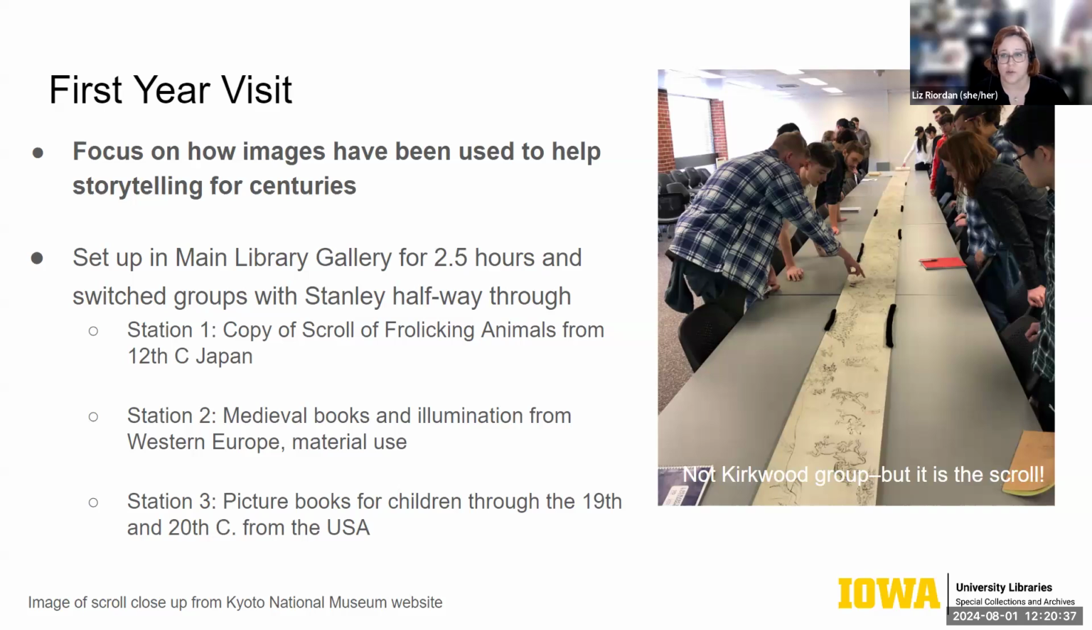So we set this up in the main library gallery, and we had about 2.5 hours with the students in the morning, but we switched with the Stanley halfway through. So we roughly had 75 minutes with each group and 35 kids in each group. Within the gallery, I had 3 stations set up, and we would rotate the group among these stations for about 10 minutes each, trying to get them engaged and moving because they brought a lot of energy. Station 1 was a copy of the Scroll of Frolicking Animals, or the Choju-jinbutsu-giga, from 12th century Japan.